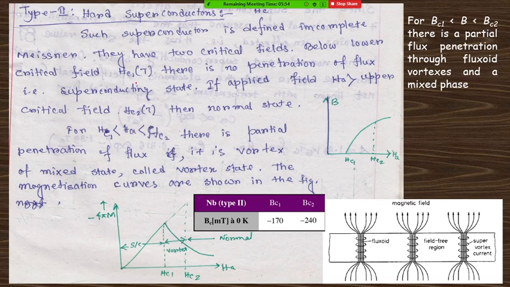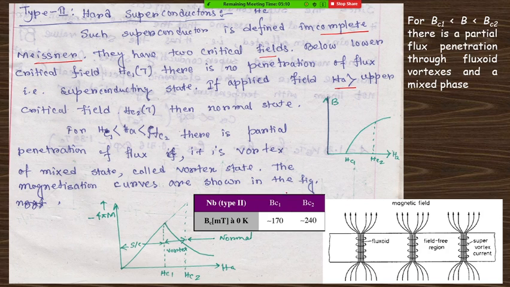And the next one is the type 2 material. This is the hard superconductor, also known as such superconductor is defined by the incomplete Meissner effect. You can see this is the incomplete Meissner effect, that is, the Meissner effect is not obeyed completely for type 2 superconductors. Two critical fields here we got: HC2 is the upper critical and HC1 is the lower. This is the lower critical and this is the upper. You can see the graph from this up to that. This is linear and this will decay here. And this is the normal, this is the vortex.